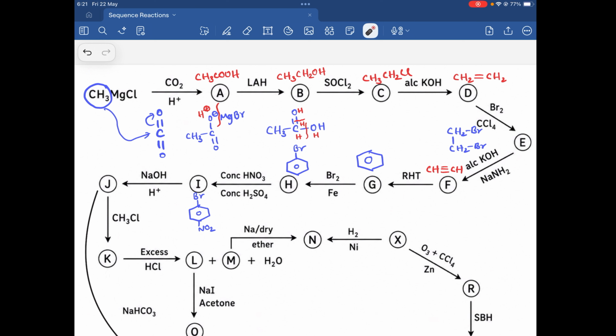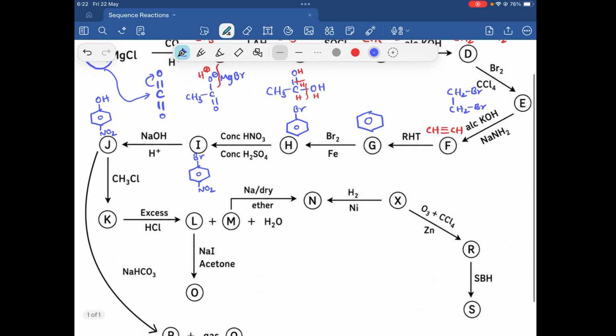Now this 4-nitrobromobenzene on reacting with NaOH in acidic medium, this follows Dow's process. In Dow's process, what happens? The Br group is replaced by the OH group. So the same compound, instead of Br, we will get OH in the case of J. So I'll just take this compound. In the place of Br, we'll get OH.